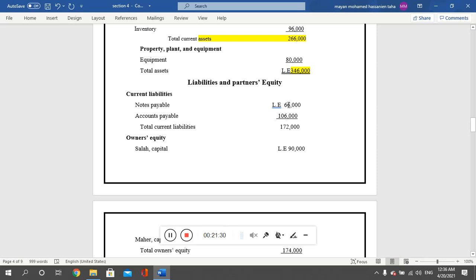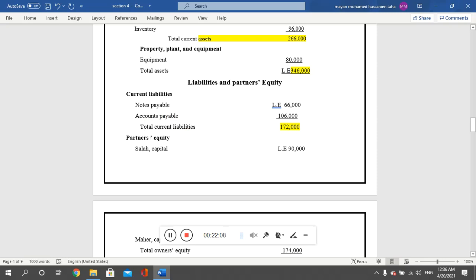And the accounts payable for Salah was $44,000, and for Maher was $62,000. 44 plus 62 is $106,000. So the total amount of current liabilities will be $172,000. This is the total amount of liabilities. And the other item is the partners' equity, Salah and Maher.